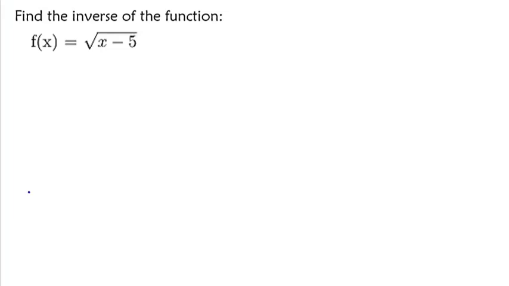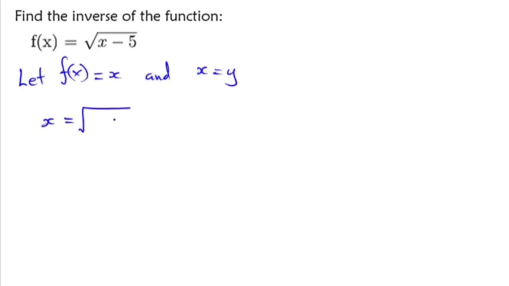So let's find the inverse of the function f of x is equals to the root of x minus 5. So the first thing we're going to do is we're going to let f of x be x and replace x with y. So if I replace f of x with x, it will look like this. We'll say x is equals to the square root of y minus 5. After you do that, make y the subject of the formula. So to make y the subject of the formula, I will need to square both sides to get rid of the square root.